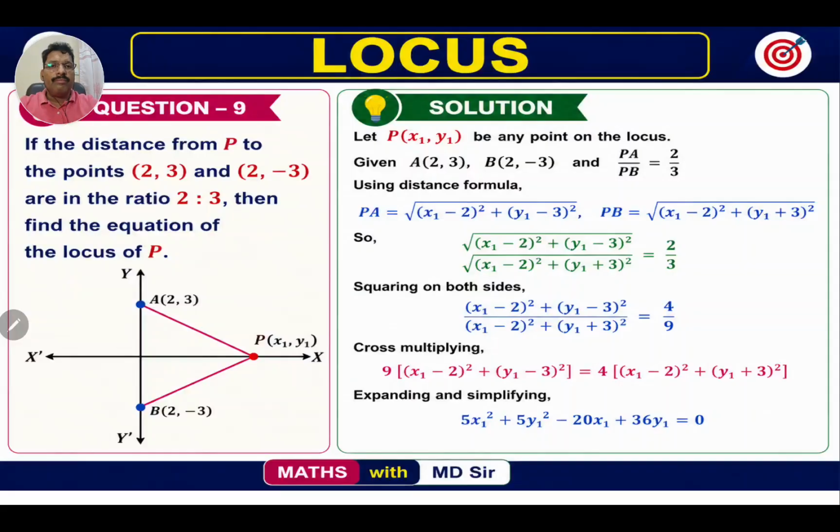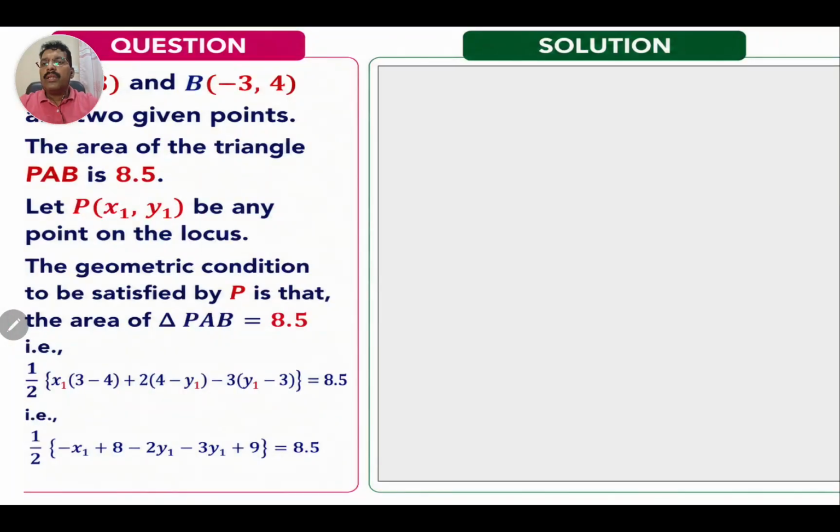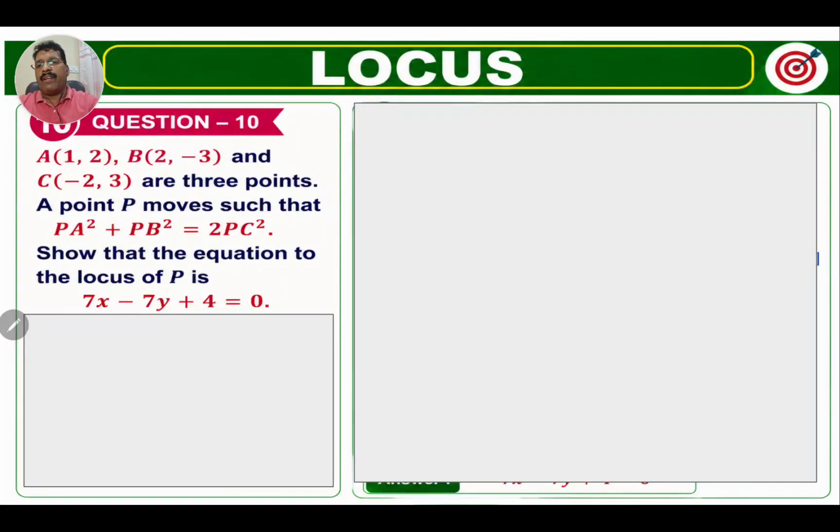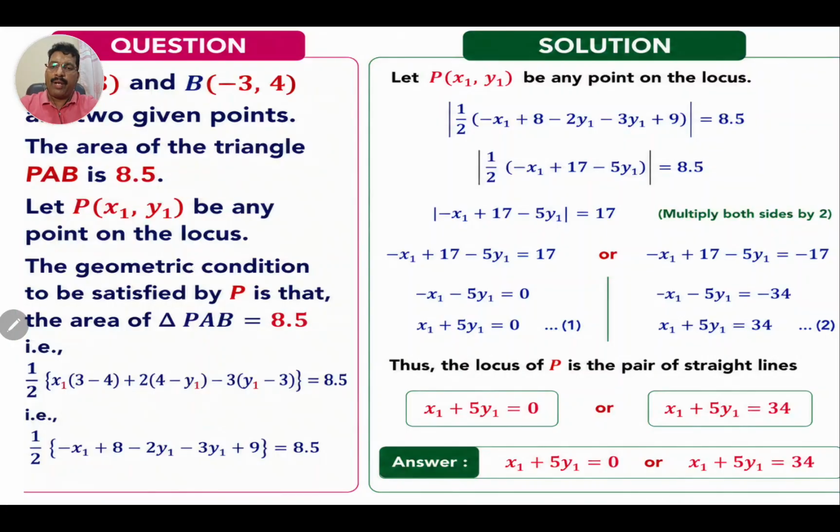Next we'll go for the next question. So here 2 points are given, (-3, 4) and another point. These two are given, and the area of the triangle PAB is given as 8.5 square units. So let P(x1, y1) be any point on the locus. That is our first point. After that, write the geometrical condition, that is, area of the triangle PAB is 8.5.